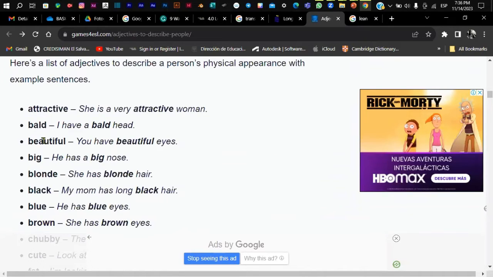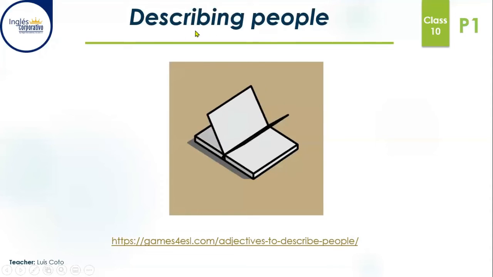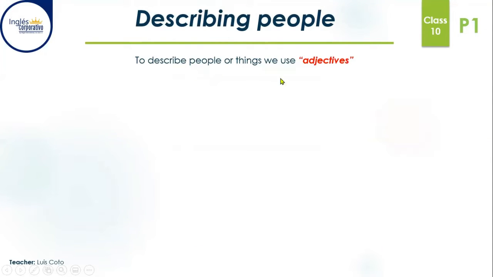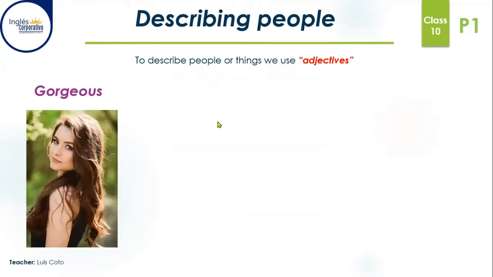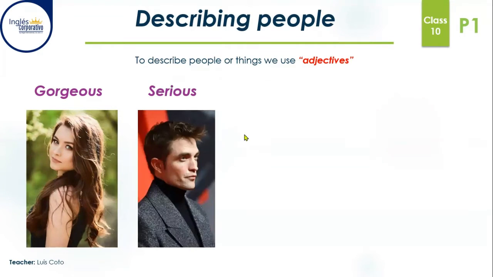They are the ones that you can use to describe people. Describe people, correct. Next, to describe people or things we use adjectives, correct. The ones that we saw, los que vimos. Example, let's check. Adjective. Gorgeous. Next.